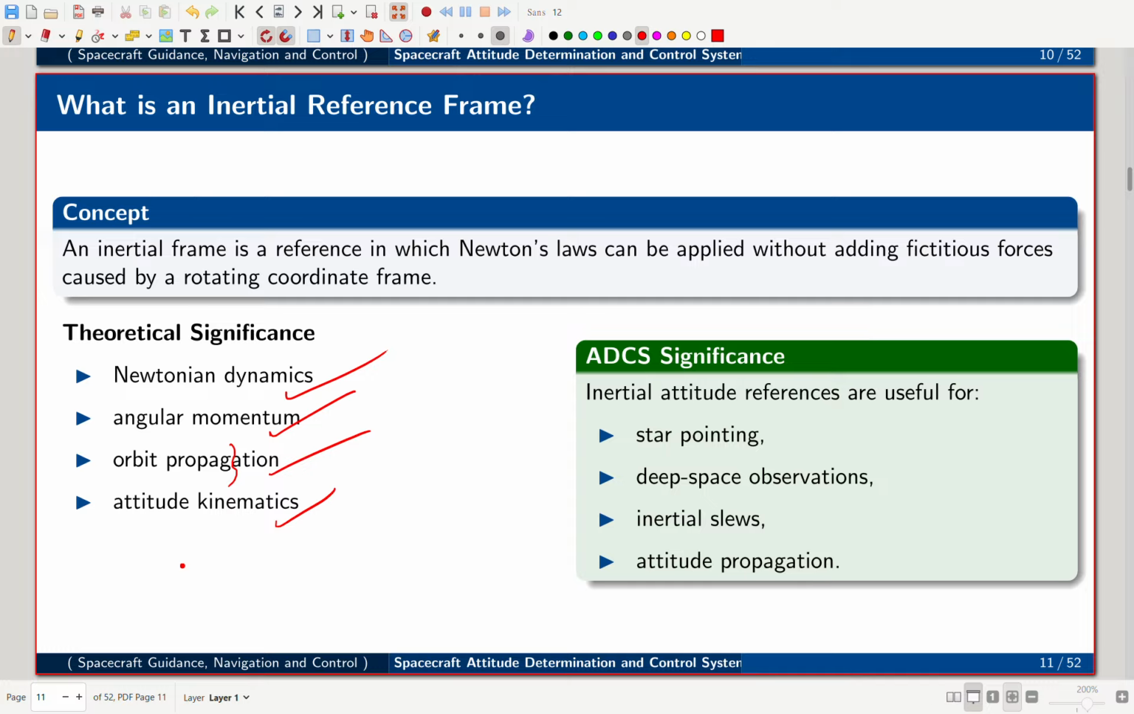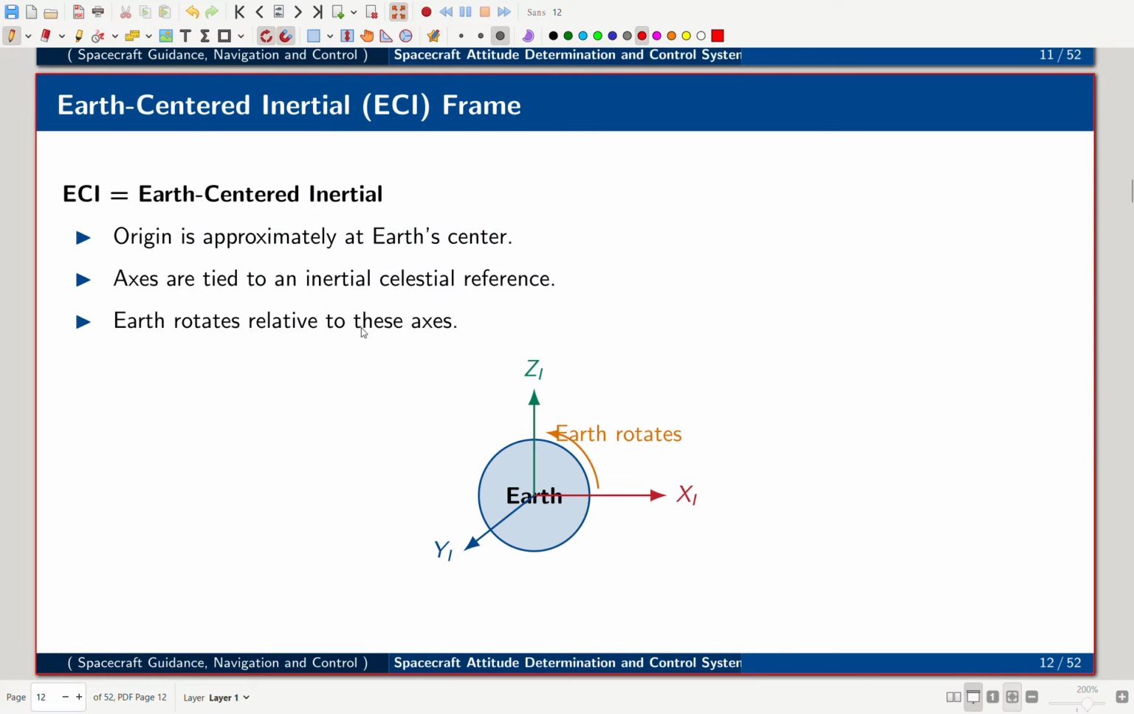We want to understand this also. So ADCS significance: inertial attitude references are useful for star pointing, deep space observations, inertial slews, and attitude propagation. So an inertial frame is a reference in which Newton's laws can be applied without adding imaginary forces caused by a rotating coordinate frame. Some effects will be there for a rotating coordinate frame, but we will discuss what they mean actually. Understood?